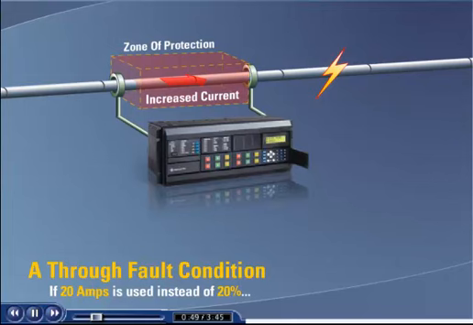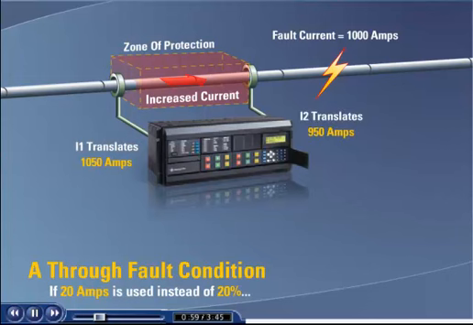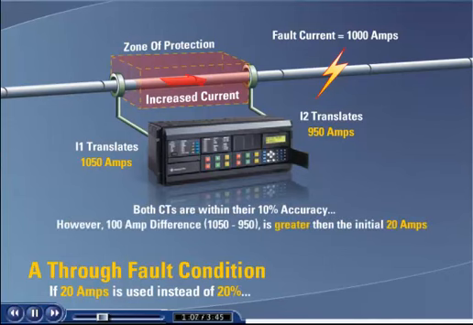For example, let's say the fault current was 1,000 amps. I1's secondary current might correspond to 1,050 amps, while I2's might correspond to only 950 amps. Note that both CTs are well within their specified 10% accuracy. However, the 100 amp difference would be greater than the 20 amp maximum fixed difference, so the element would operate for this out-of-zone fault, which isn't desirable.